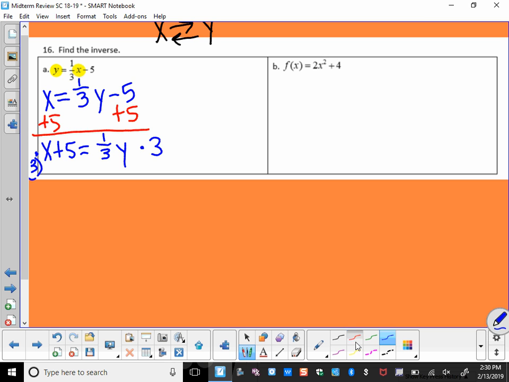So that means my 1/3 and my 3 cancel out because I multiplied by the reciprocal. So I have y equals on the right side. On the left side, what's 3 times x? What's 3 times 5? So this is my answer for the inverse. Okay? They gave us this problem, said find the inverse. We flip-flop the x and y, and then you solve for y. So y equals 3x plus 15.